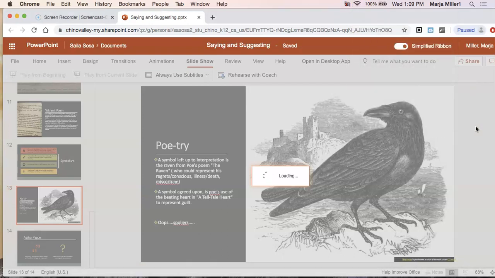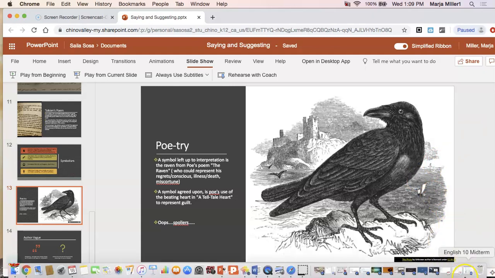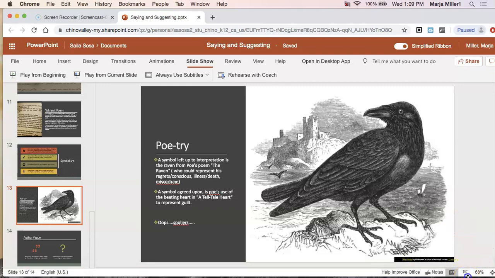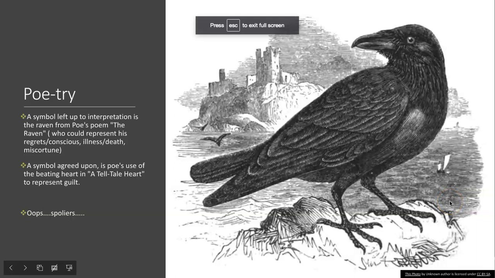However, a different symbol in one of Poe's works is the raven from The Raven. You see, the raven can mean many different things. Nevermore! That's fun. Sorry.